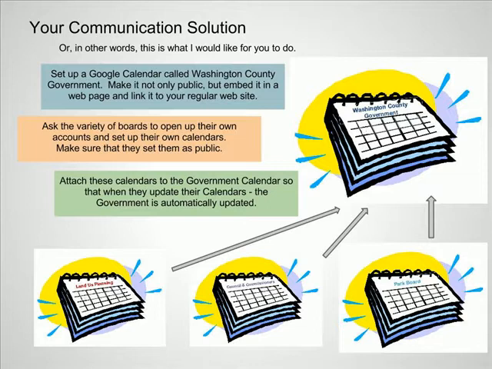I want you to set up a Google Calendar called Washington County Government. Make it not only public, but embed it in a web page and link it to your regular website, okay? Ask the variety of boards to open up their own accounts and set up their own calendars. Make sure that they set them as public. Attach these calendars to the government calendar so that when they update their calendars, the government is automatically updated. So whatever they list on their calendars will also be listed on the government calendar.